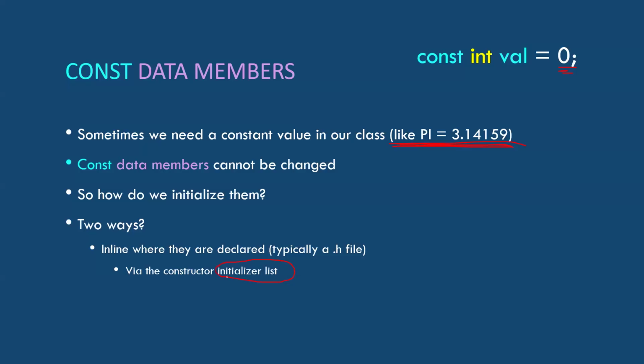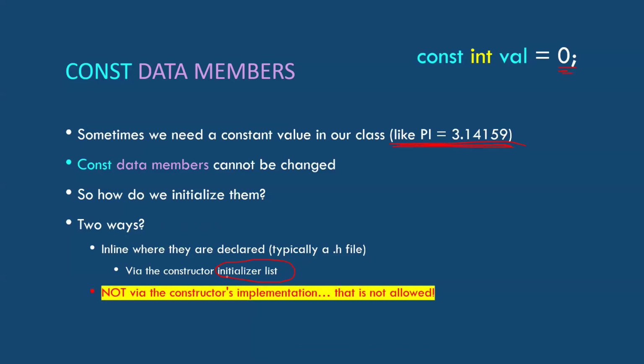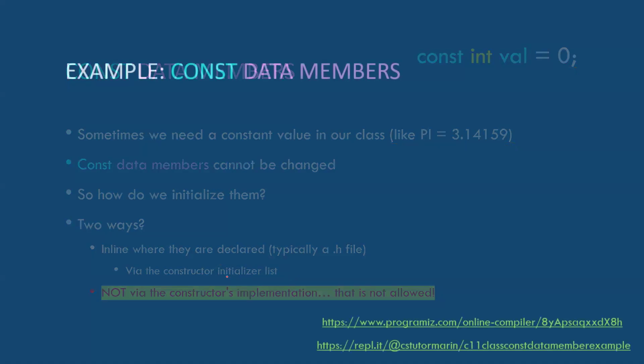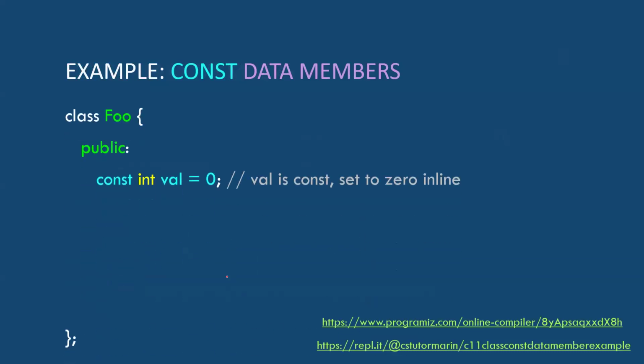So surprisingly, we can use the constructor initializer list to modify a const before it gets created in a specific instance of the class. Okay. So we can't do it inside of the curly braces. We can only do it via the constructor initializer. So let's take a look at some examples of this.